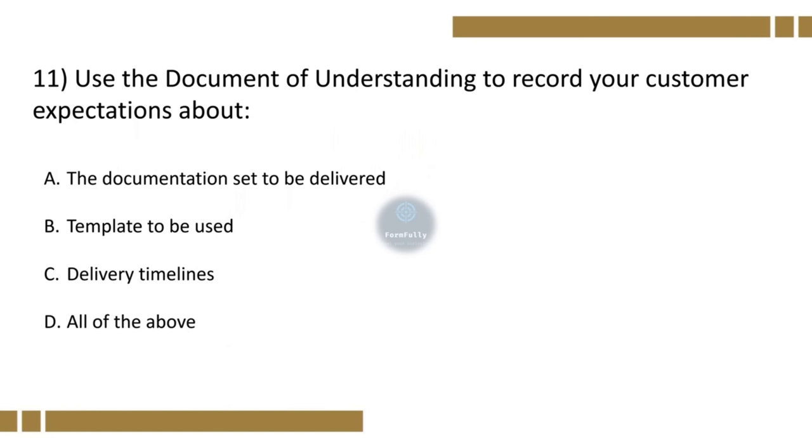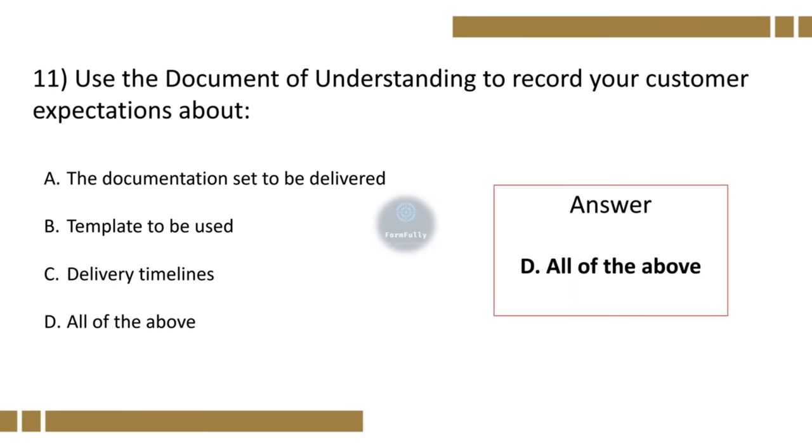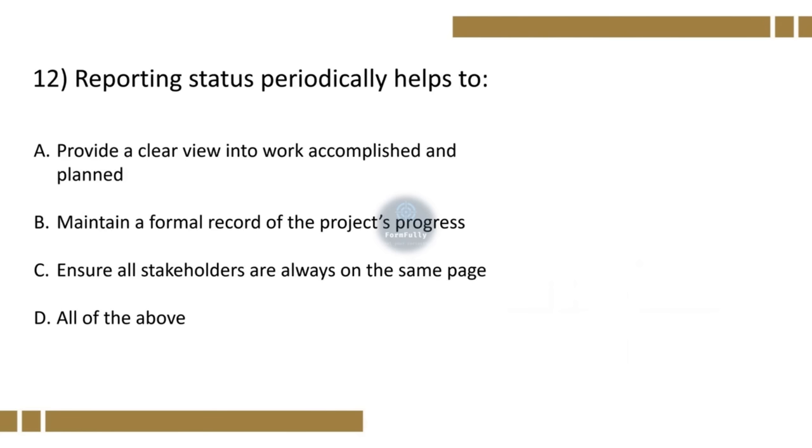Question 11. Use the document of understanding to record your customer expectations about: option A, the documentation set to be delivered; B, templates to be used; C, delivery timelines; D, all of the above. And the correct option is D, all of the above.